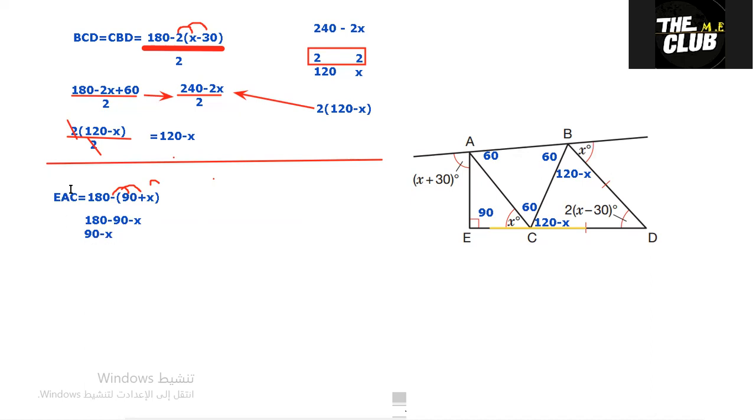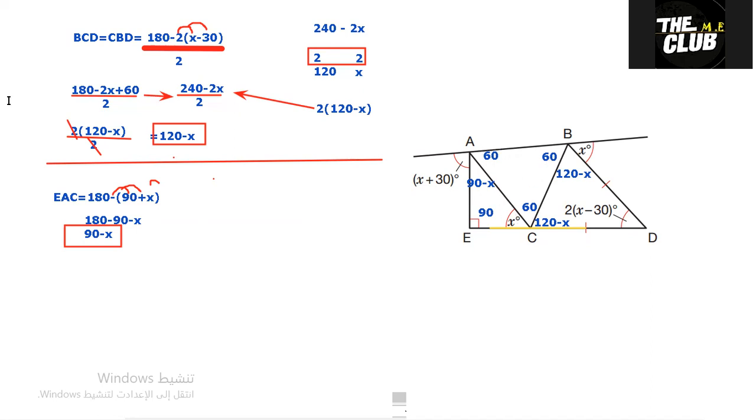Of course, focus on the numbers that we find because we're going to work with them. This one is 90 minus x and this one is 120 minus x. We'll write 90 minus x here. Now after finding the expressions of all the angles that I have, I'm going to find the values of the angles inside.